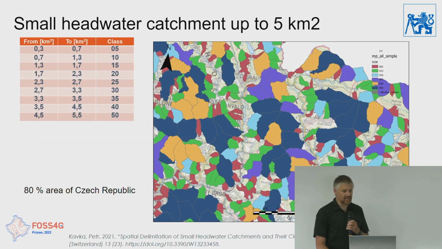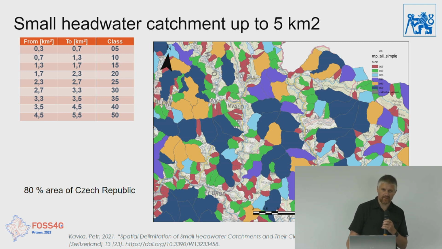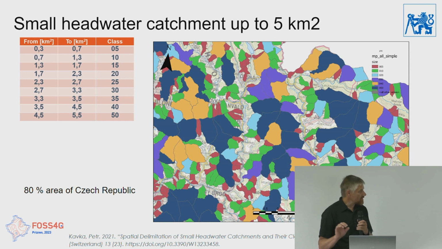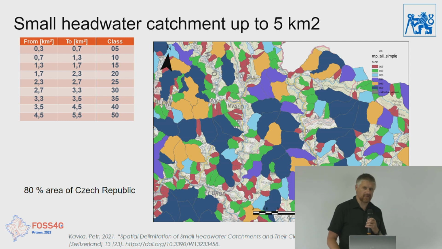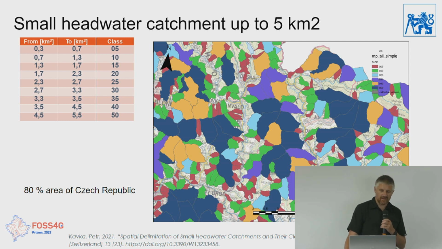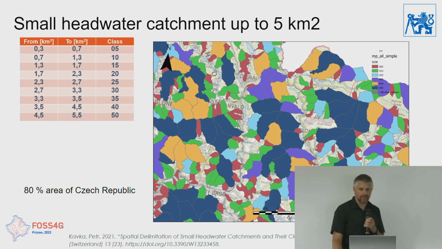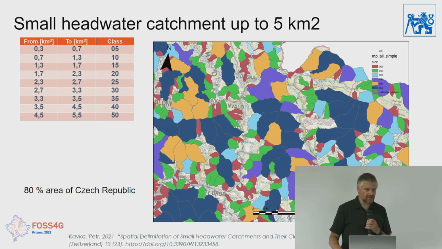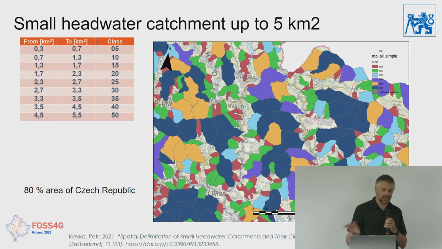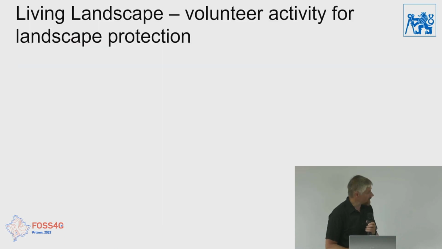The second motivation, as I said, is about small catchments. On the screen you can see that small catchments, up to 5 square kilometers, cover more than 80% of the land of the Czech Republic. If we look at these processes in small catchments, we look at these areas.